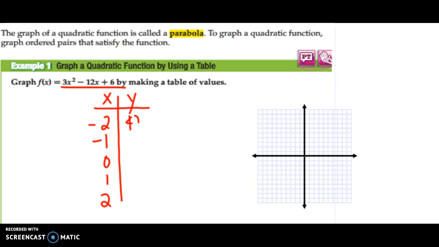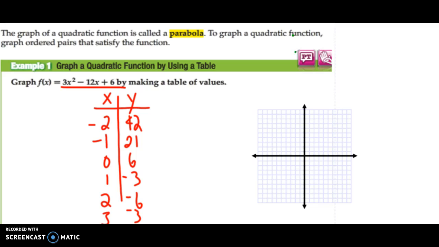I get 42, 21, 6, -3, -6, and if I go down here, you'll actually see that it goes back to -3 and it starts repeating itself again. So if you look at your table of values, you'd see that. So what I'm going to do then is graph those values right there. Those are just points. So -2, 42 is way up here. Okay? Then -1, 21, boom, way up here.